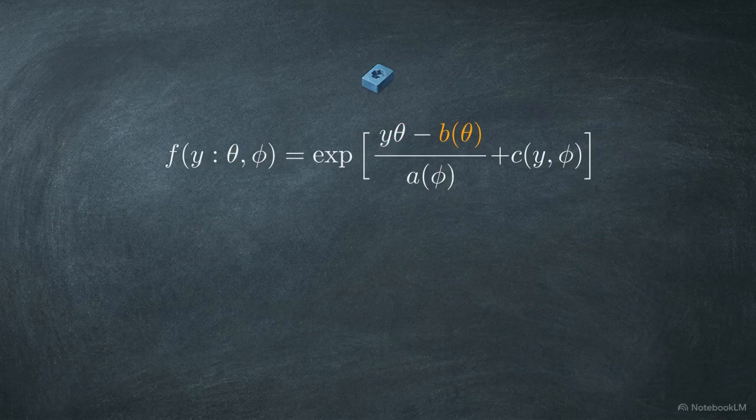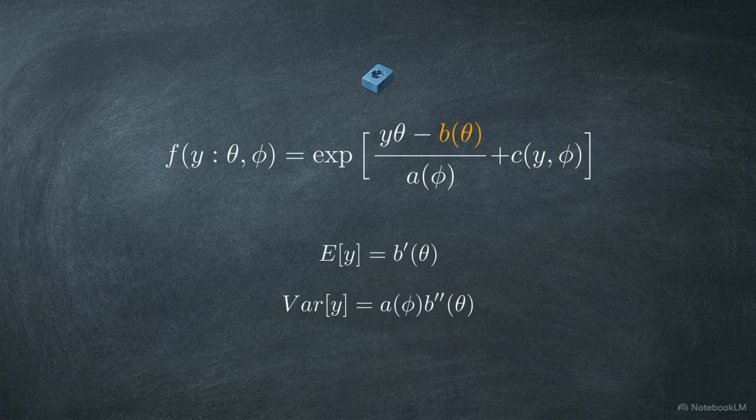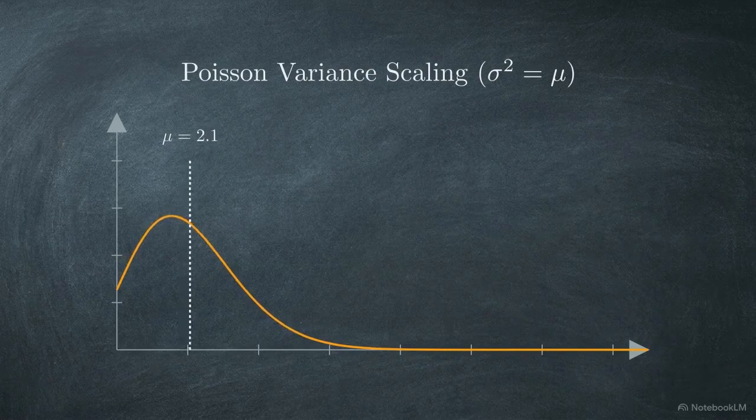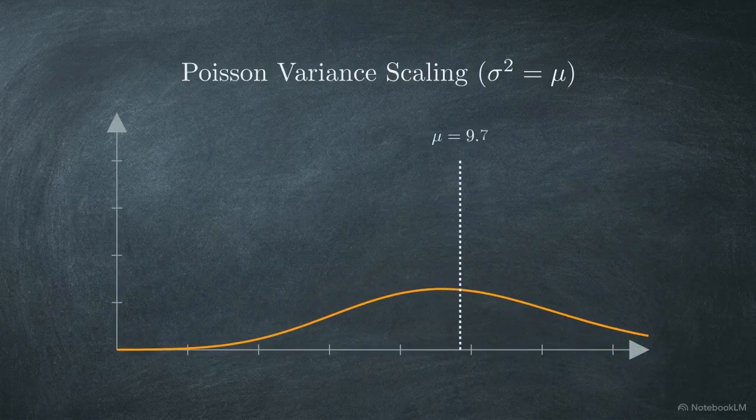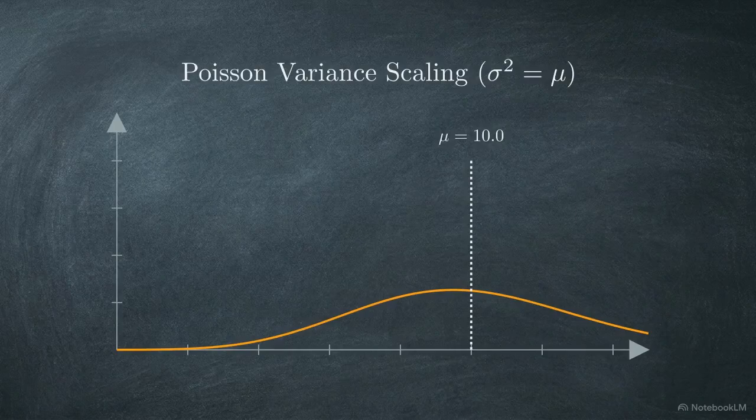Notice the function b of theta inside the template. In this architecture, that single function dictates both the expected mean and the variance of your data. Because variance is a direct function of the mean, the GLM natively adapts to shifting variance in discrete data, providing stability where classical regression fails.